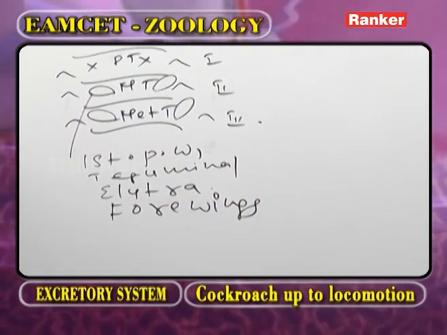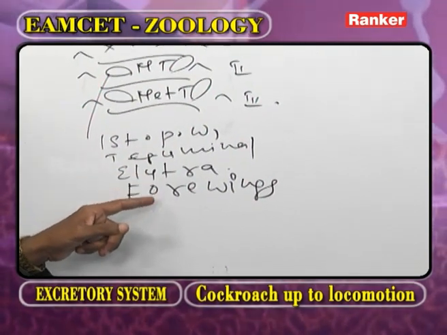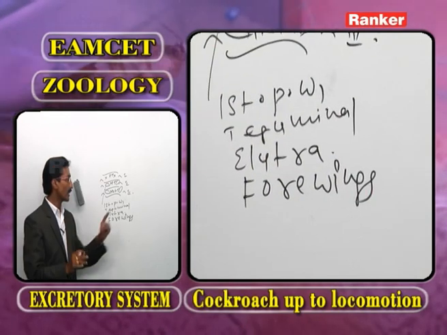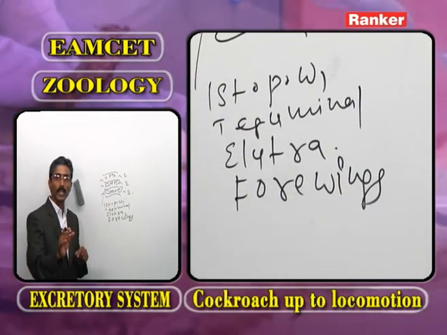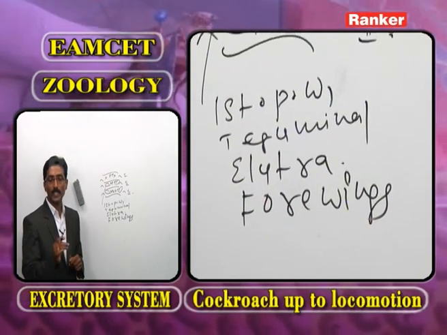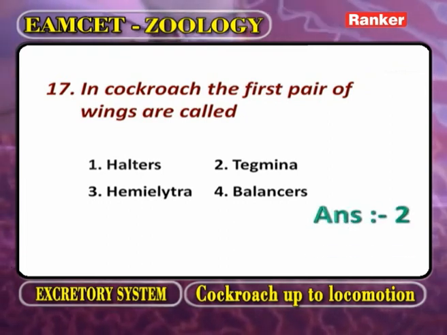Again repeating, what is the other name of first pair of wings? Tegmina or elytra or fore wings. What is their main function? Protection. If they are removed, the animal loses protection. Based on this information, what is the correct answer for this question? Tegmina. Now go for the next question.